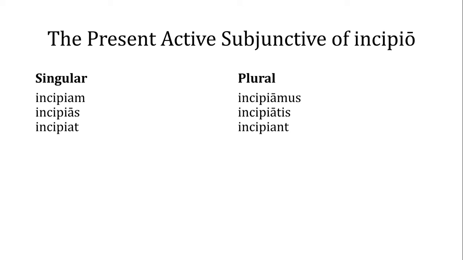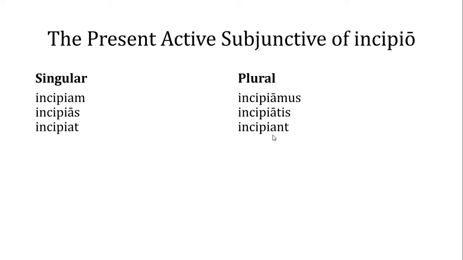Now, one way you can think of this is if you think back to your normal third conjugation verb, like duco, again in the present subjunctive, it's going to be ducam, ducas, ducat, ducamus, ducatis, ducant. So as you can see, similar to the present, where the I hangs on is in that first person singular, incipiam, but it also hangs on now into all of the other conjugations. So you have incipias, incipiat, incipiamus, incipiatis, incipiant.